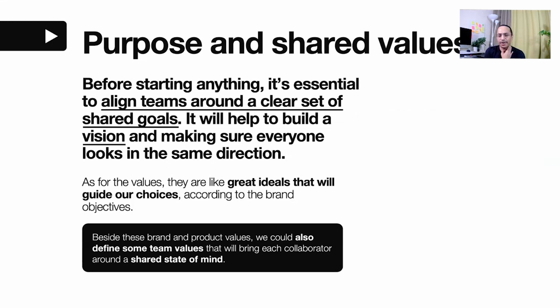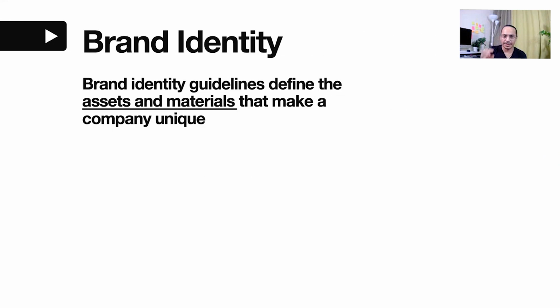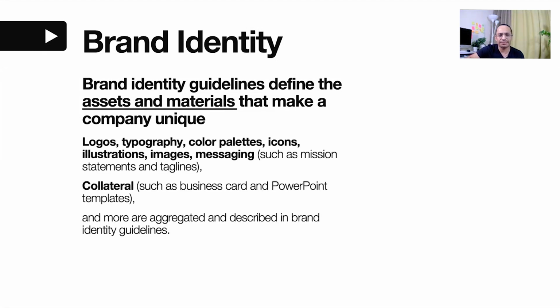So besides the brand and product values, also define some team values that will bring easy collaboration around. It's all about shared understanding of the different components. It also includes the brand identity guidelines. That's basically how the color should be used, how the typography should be used, and then the images also, like what kind of image, tonal quality of the image, if illustrations, what kind of illustrations. So everything is defined in this brand identity in the design system.